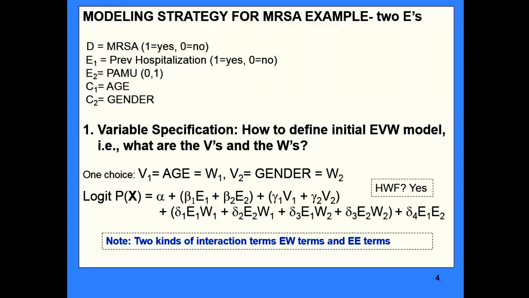You may or may not recall last time we looked at this slide. I'm on the PowerPoint presentation that related to modeling strategy for several E's, and I had an example from the MRSA data where there were two exposure variables, right? Two exposure variables, E1 and E2, previous hospitalization and PAMU. And then there were two control variables, age and gender.